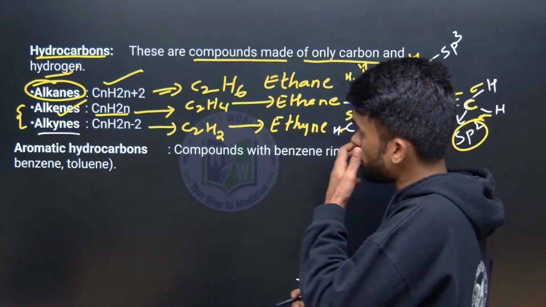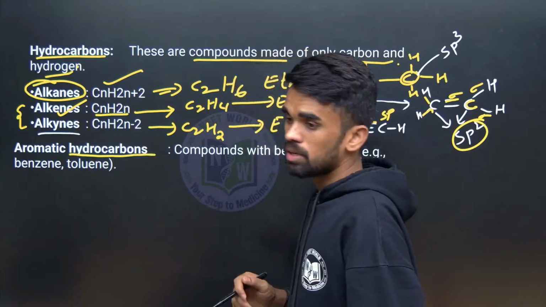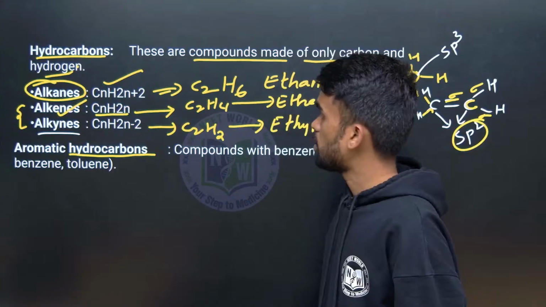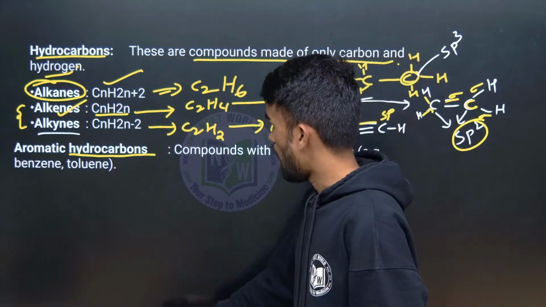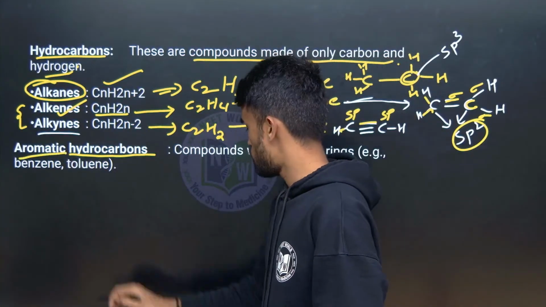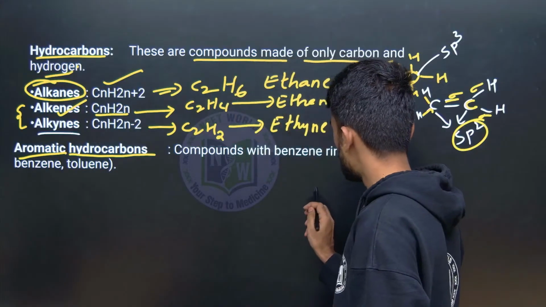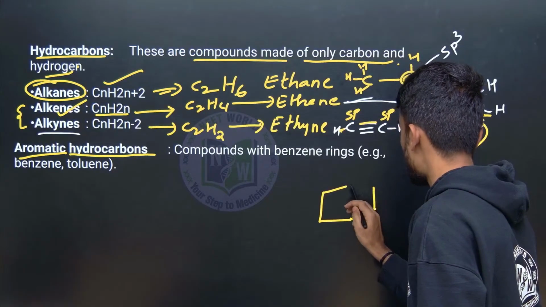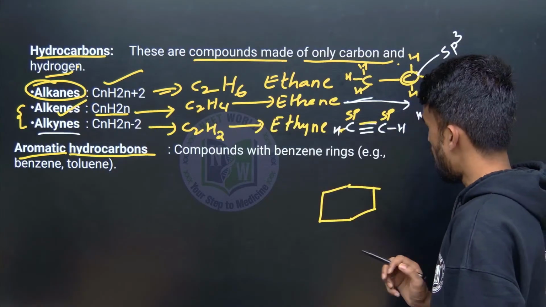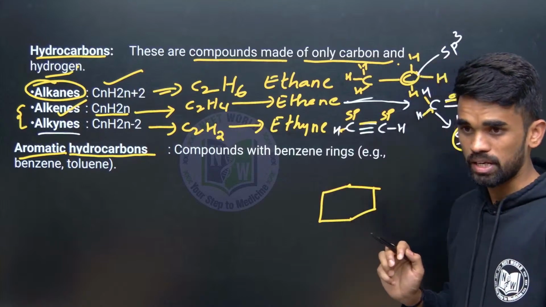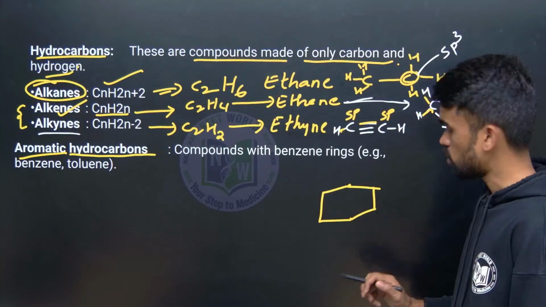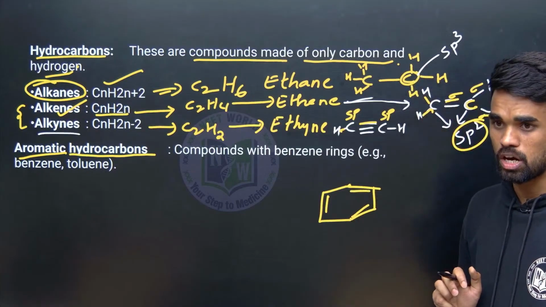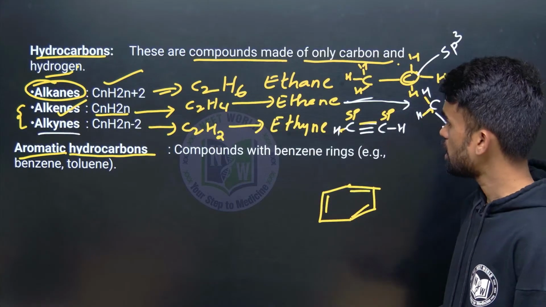Okay. Now what about hydrocarbons? Aromatic hydrocarbons. Aromatic means what? It's a special type of compounds in organic chemistry. So they should generally be cyclic, okay, and it should have unsaturation on each carbon, okay. So the simplest aromatic hydrocarbon we know is benzene, okay.